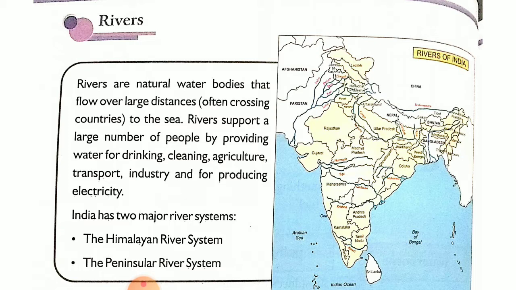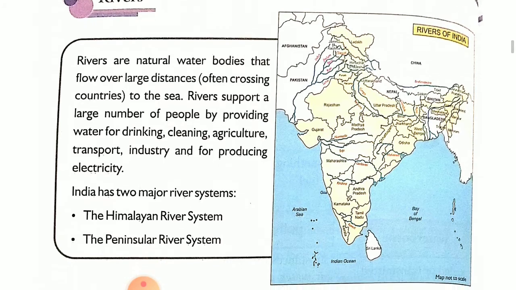Rivers also support a large number of people by providing water for drinking, cleaning, agriculture, transport, industry and for producing electricity. People can clean their utensils and wash their clothes in the river water. They also use the river water for irrigation, irrigating their fields with its help. They also use river water for transport, and industries take river water for various purposes, and they also use it for producing electricity. So there are so many uses of river water.